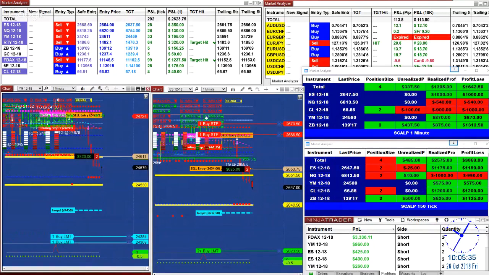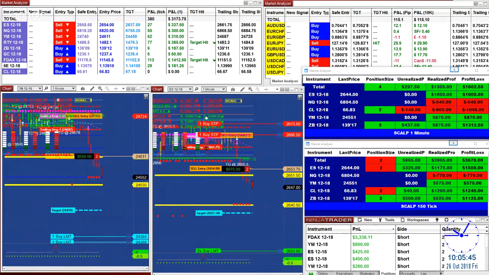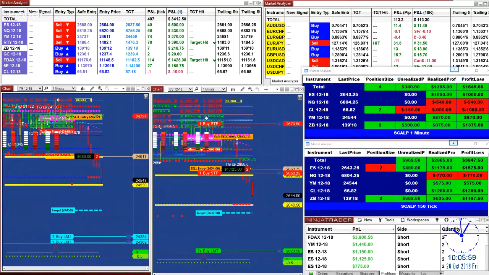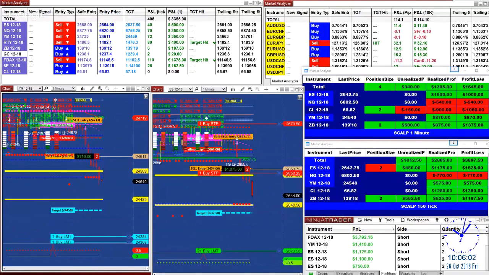Let's look at the ES. This one here is 1 minute, but I'm looking also at the 3 minutes. There we go. You are 1,630 on that trade. Okay, $1,800 on those signals.